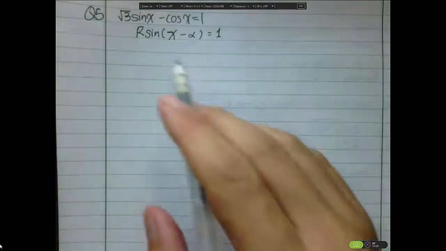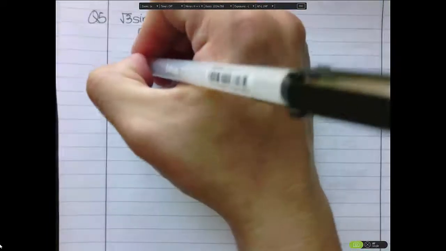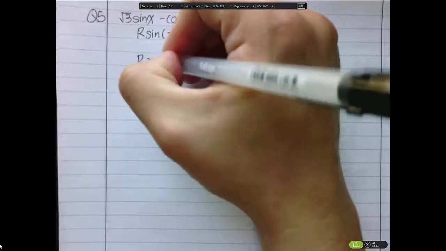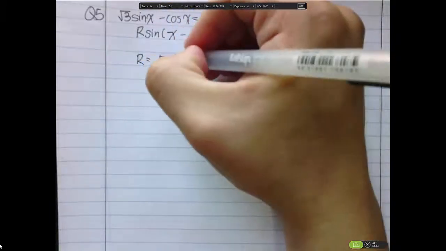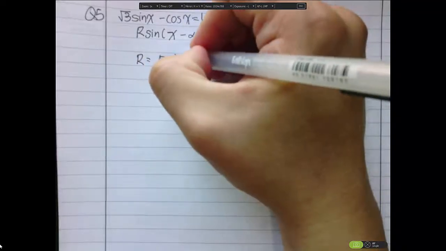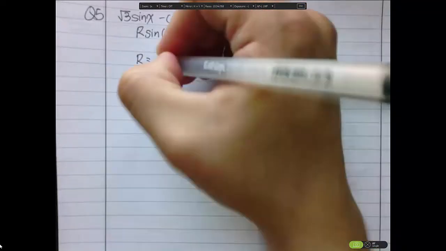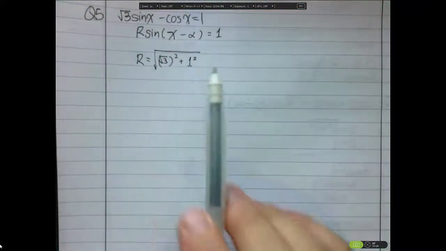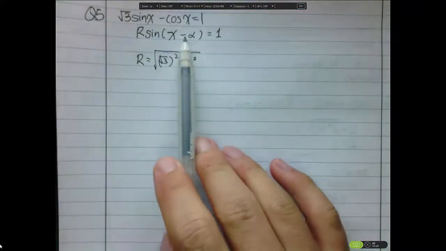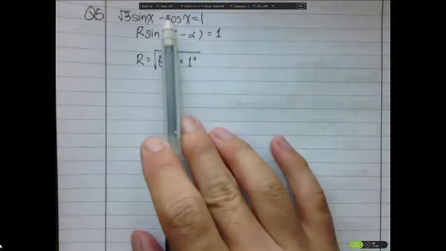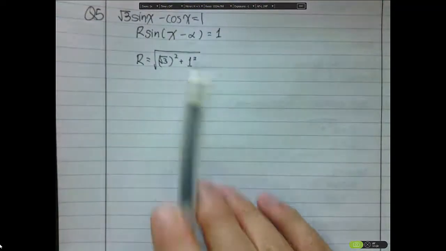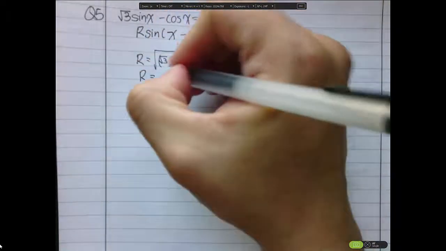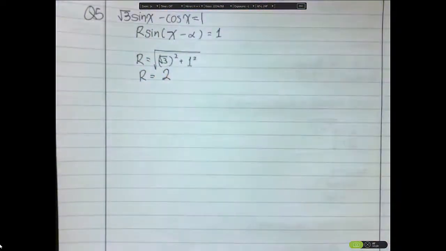So now, to find R, R is equal to the square root of square root 3 squared plus 1 squared. Don't worry about the minus sign, it's already accounted for in the formula itself. That's why I just put in here b is 1. So R is equal to the square root of 3 plus 1, which is 4. R is equal to 2.